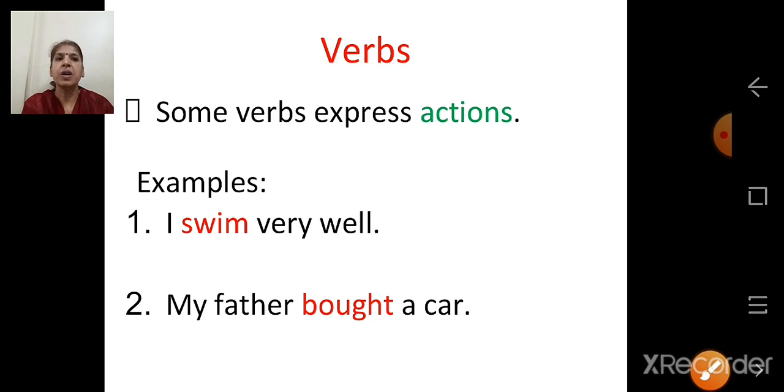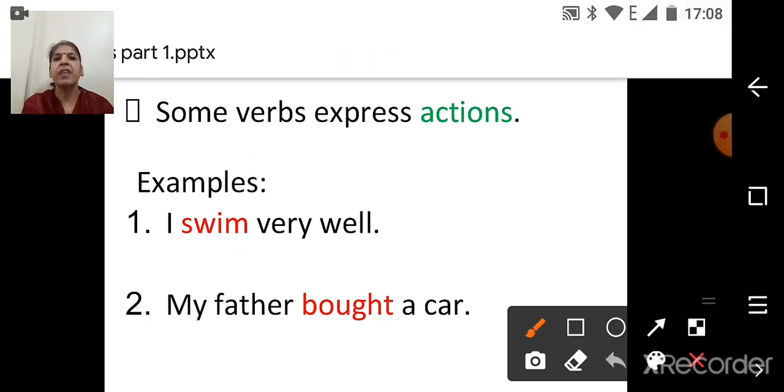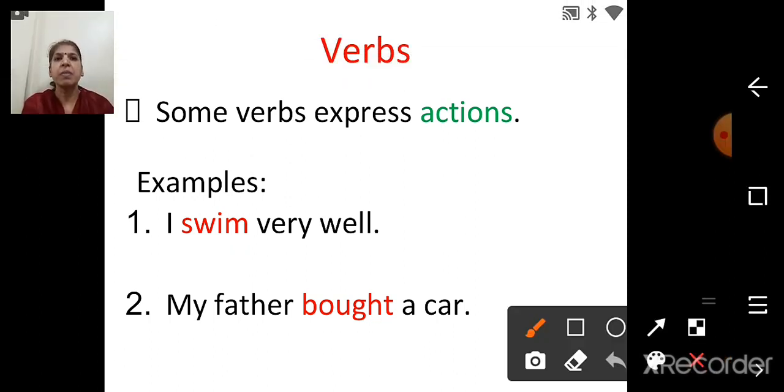Now, some verbs express actions. Here are the examples given. First one, I swim very well. Which is the verb here? Swim. And this word swim expresses action, right? My father bought a car. Which is the verb? Bought. And this expresses action.